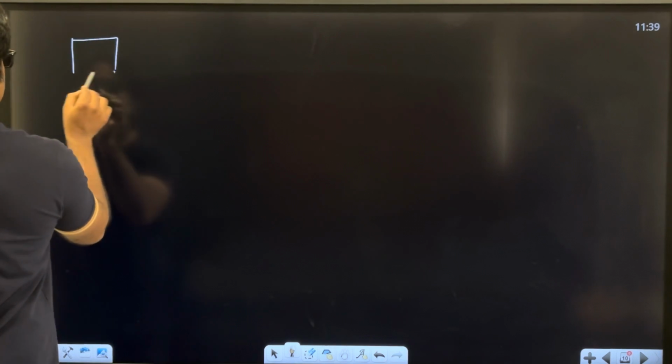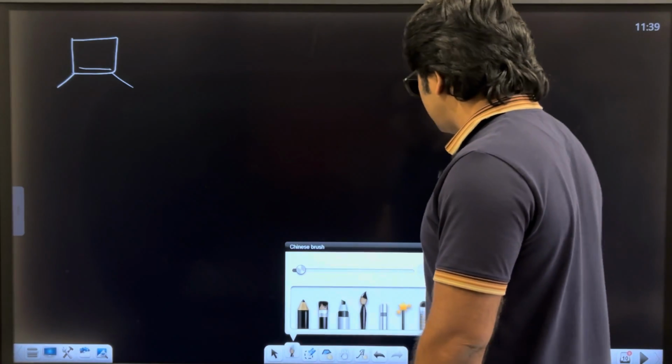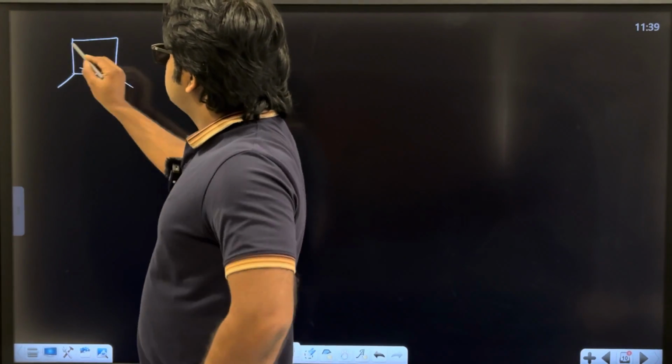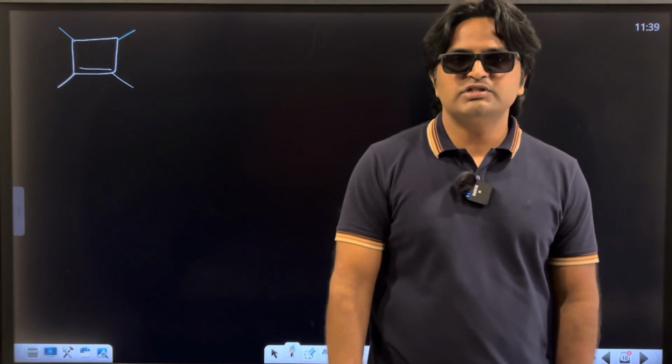For example, now observe this question. I am starting from the 4-member ring system. Here I am taking methyl and methyl on double bonded carbon atoms. Next, on the sp3 carbon atom, I am taking methyl and methyl like this. Then what about geometrical isomerism? Now observe this molecule.